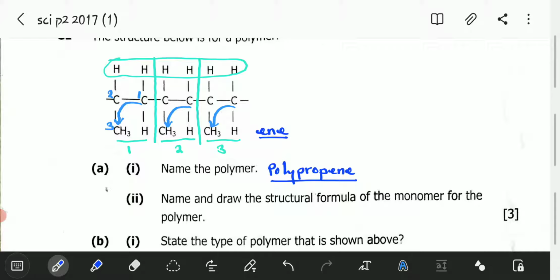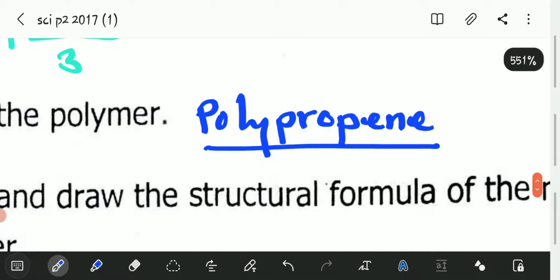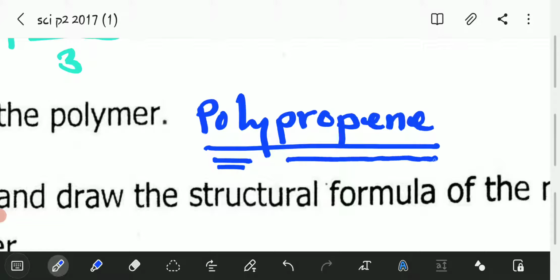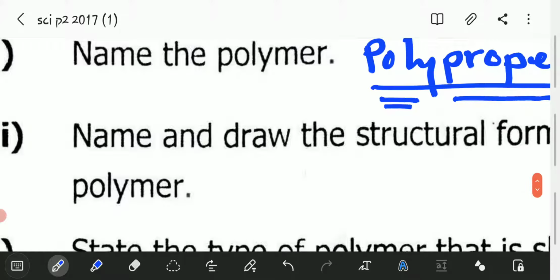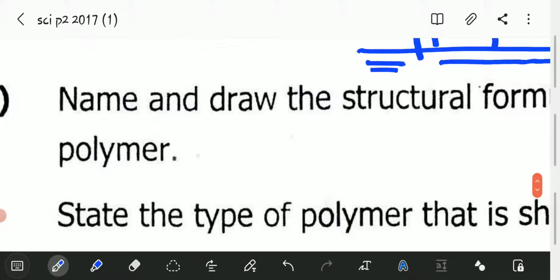Now, if you already have a name for the polymer, just get the last part and remove the poly, and the last part will be the name of the monomer. So in this particular case, our name is polypropene. If we remove poly, what are we going to remain with? We are going to remain with propene. So our monomer is propene.